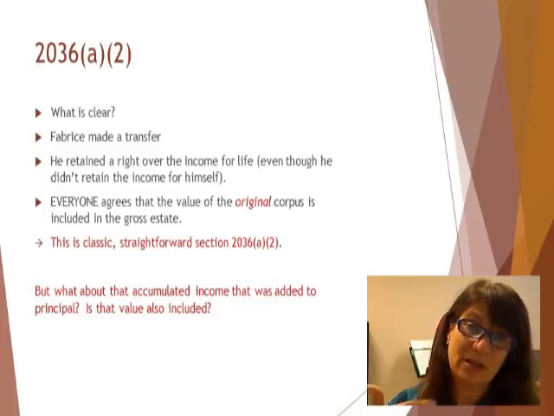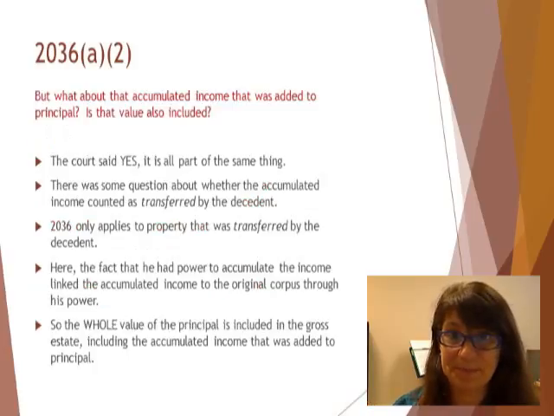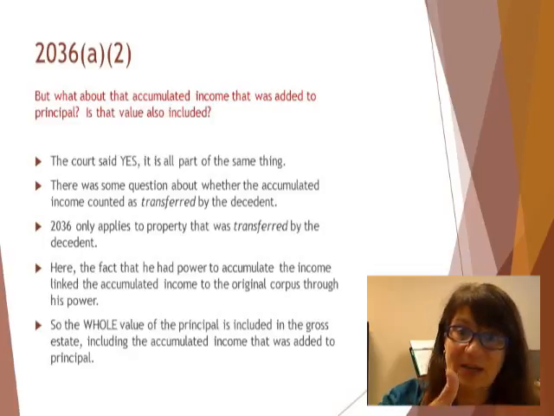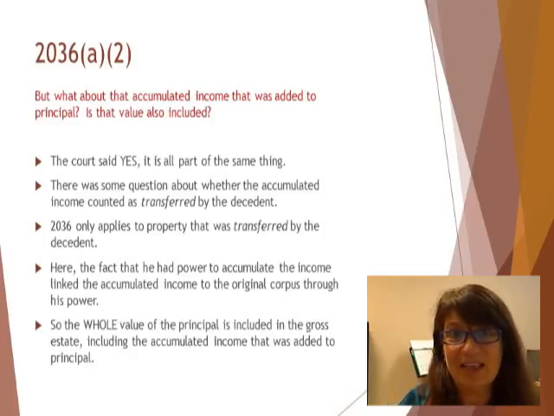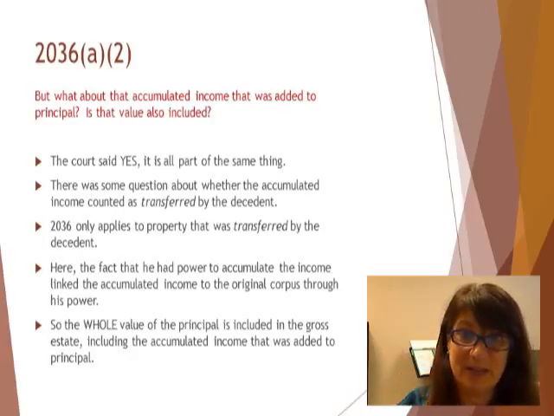Okay, so the goofy part, though, was that accumulated income that was added to principal. Is that value also included? And the court said, yes, it's all part of the same thing. Now, there was some question about whether the accumulated income, which grew off the original corpus and then sat there and got added separately, counted as transferred by the decedent, because 2036 only applies to property that was transferred by the decedent.